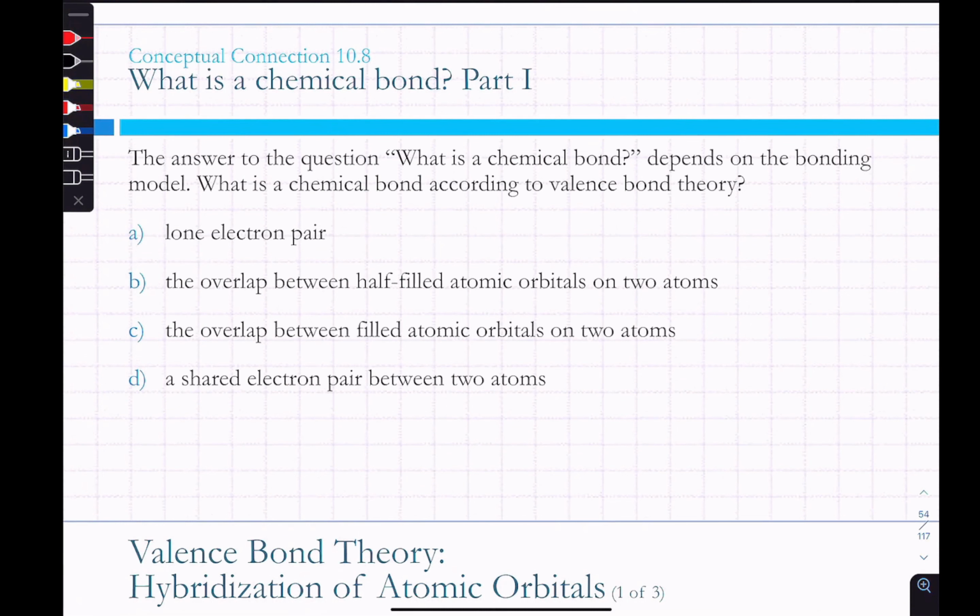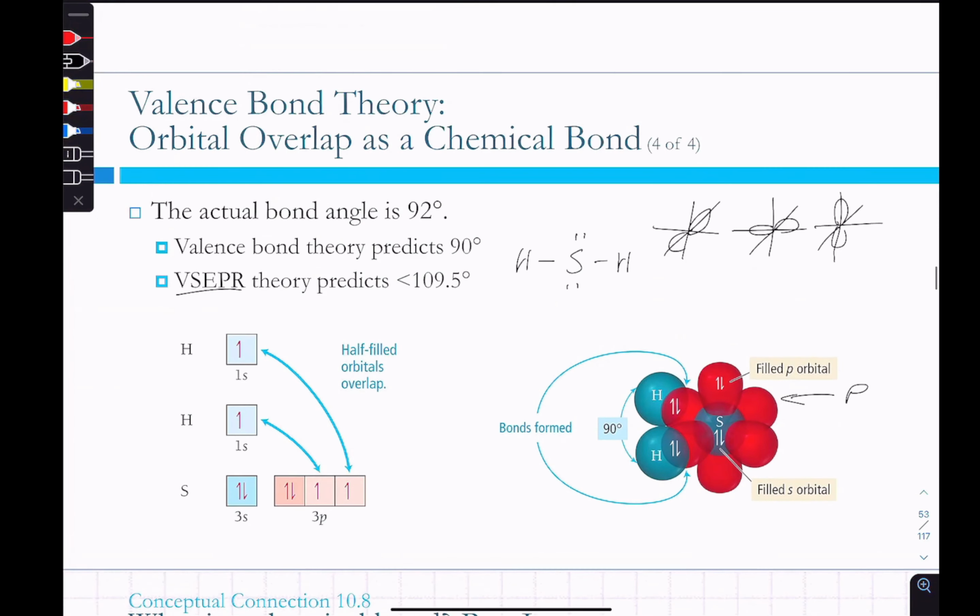So what is a chemical bond according to valence bond theory? D? D, yeah, definitely not A. It's not just a lone electron pair. Those are lone pairs. It is actually B. Yep. So the overlap between half-filled atomic orbitals on atoms. So we had 2 atoms here, half-filled hydrogen, and then these half-filled orbitals in sulfur.